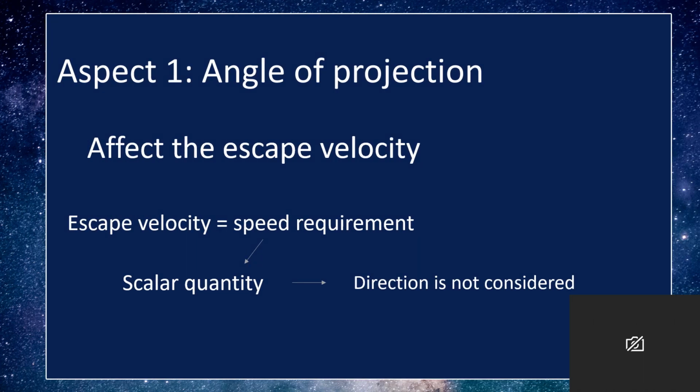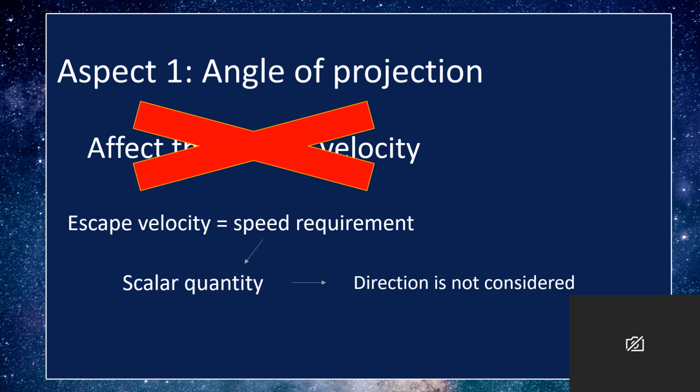Let's begin with a look at the first aspect affecting the escape velocity, which is the angle of projection. As we found out, there is no relation between the escape velocity and the first aspect. That's because escape velocity itself is a speed requirement for an object to leave the surface of planet, star or satellite. Therefore, speed is a scalar quantity which won't affect the final value. We can also verify this by solving a simple problem.